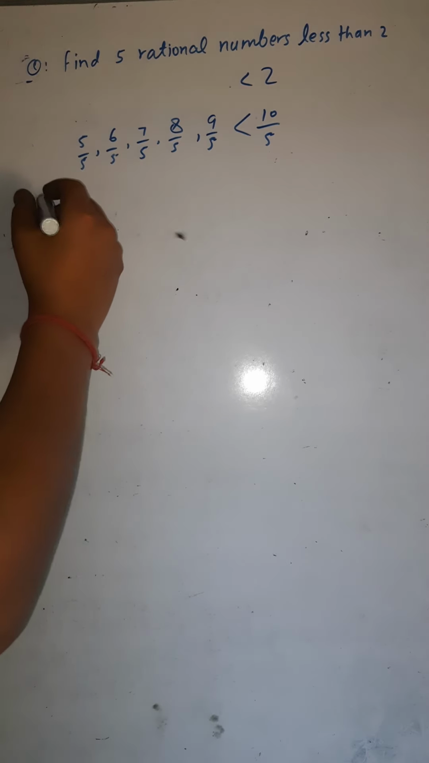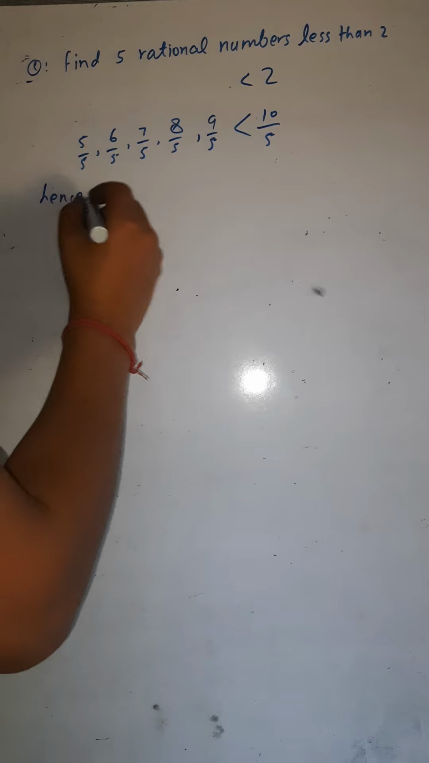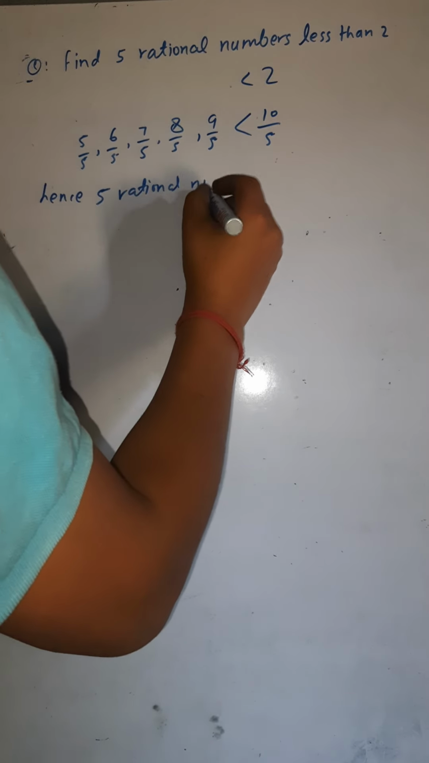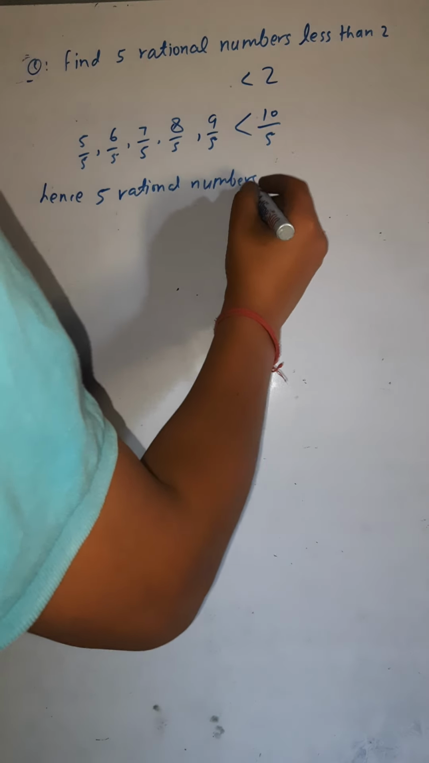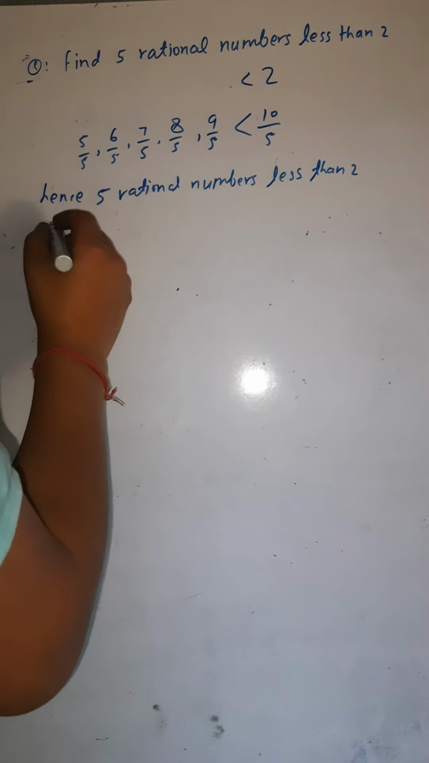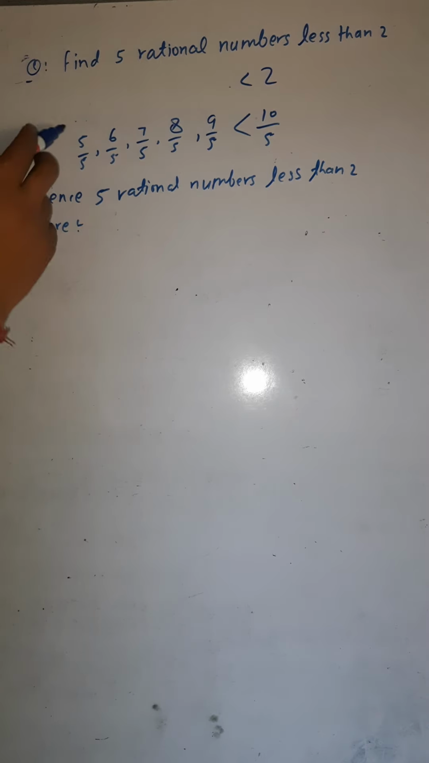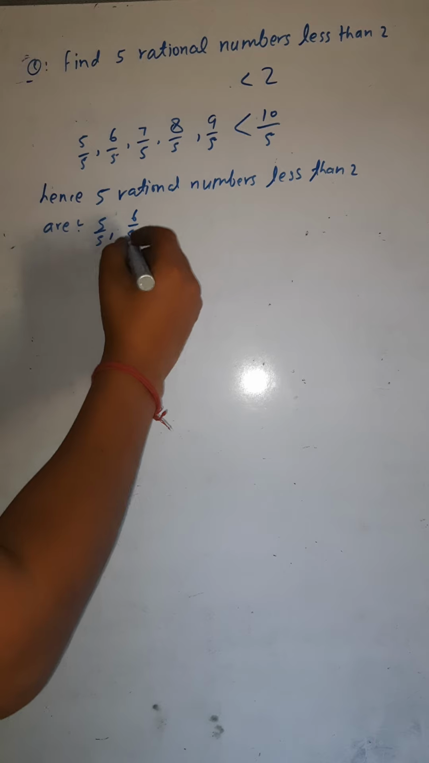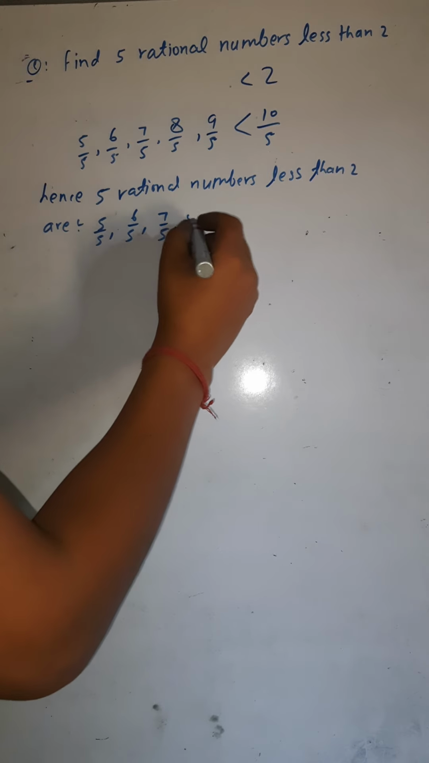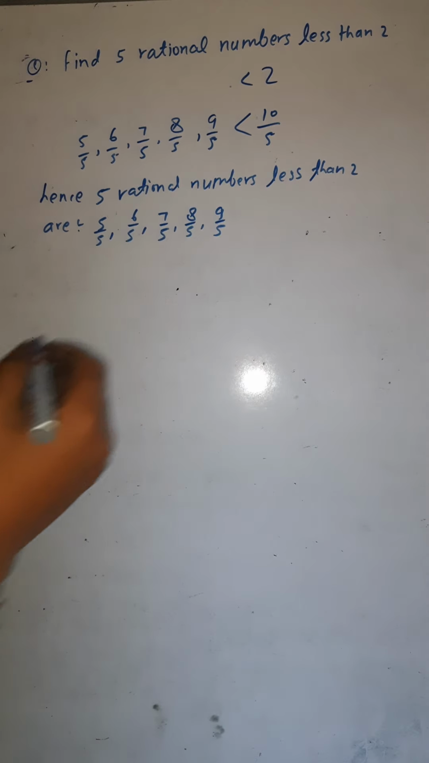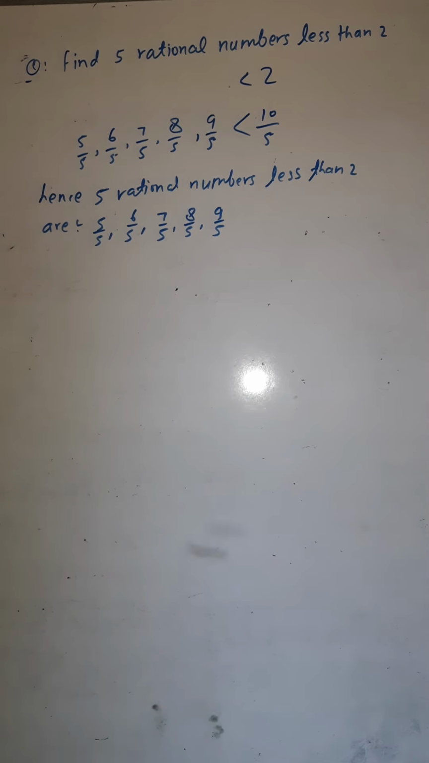So the answer is, hence, 5 rational numbers less than 2 are. What are the rational numbers? First one is 5 by 5, then 6 by 5, then 7 by 5, then you have 8 by 5, then you have 9 by 5. This is how you would find out the answer of the question. Okay dear, just note it down.